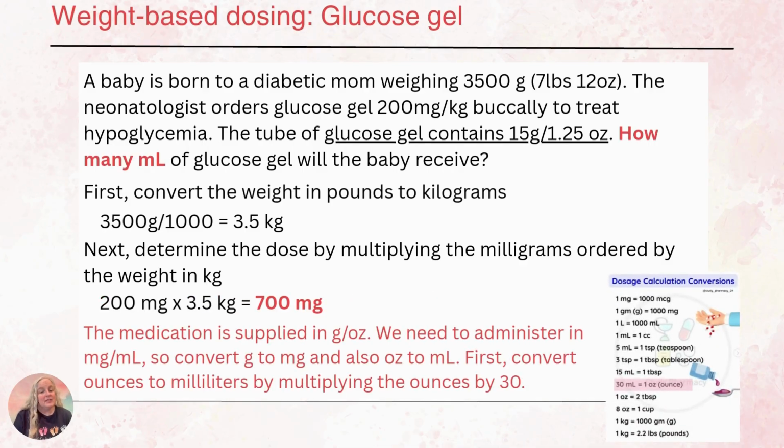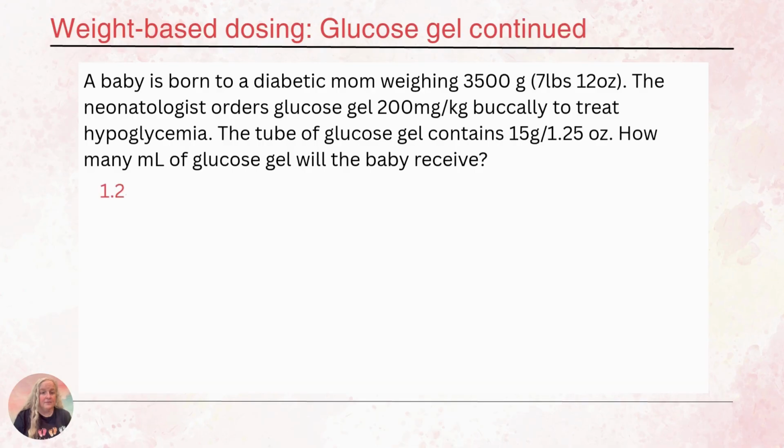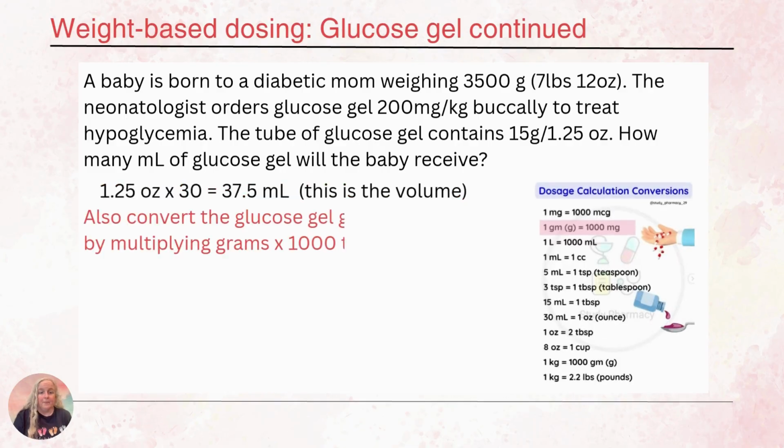The medication is supplied in grams per ounce. We need to administer in milligrams per milliliter. So we need to convert grams to milligrams and also convert ounces to milliliters. First, convert ounces to milliliters by multiplying the ounces by 30. 1.25 ounces times 30 equals 37.5 milliliters. This is now our volume.